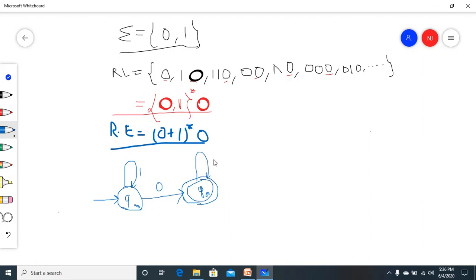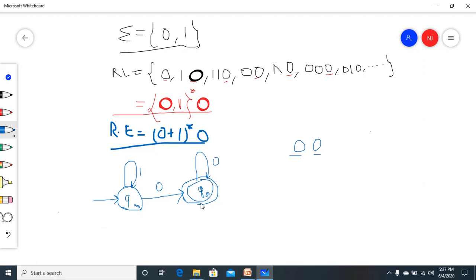Why? Because if the user gives a single 0 from Q0, we reach the final state. If the string is double 0, it is also acceptable, so there is a loop. Our machine reads the first character and moves to this state, reads the second character and remains in this state. Remember, only if our machine remains in the final state after reading the whole string is the string acceptable; otherwise it is not. Such techniques we have to use for designing finite automata.